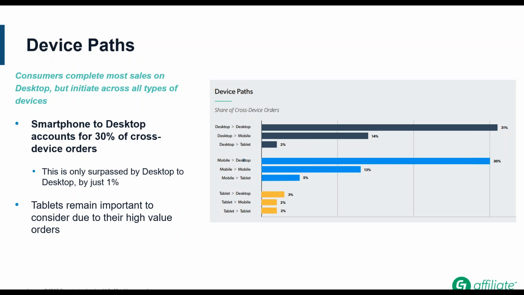And the most popular shopping path for cross-device orders are what we call desktop-to-desktop sales. 31% of affiliate cross-device orders took this path. So, well, we're talking about cross-device sales, though. So if this is a cross-device sale, what's a desktop-to-desktop cross-device order anyway?